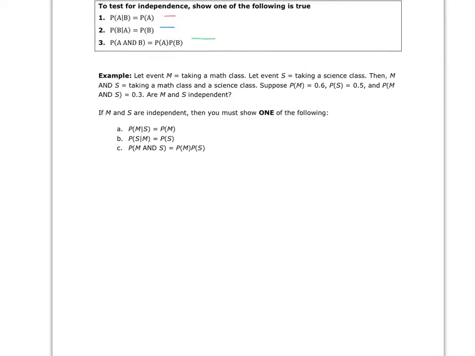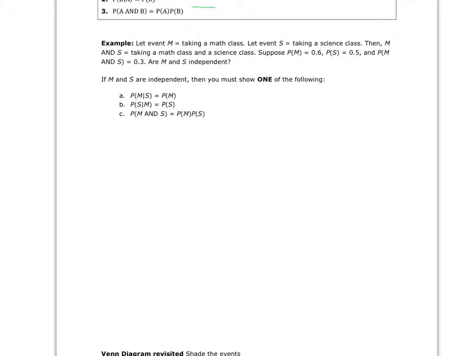So let's look at this example. Let M be taking a math class, S be taking a science class. Then M and S is equal to the event of taking a math class and a science class. Suppose we have those probabilities that are given, and we want to know, are these two events independent? Just as a reminder, we want to show one of these 3 things to show independence or not.